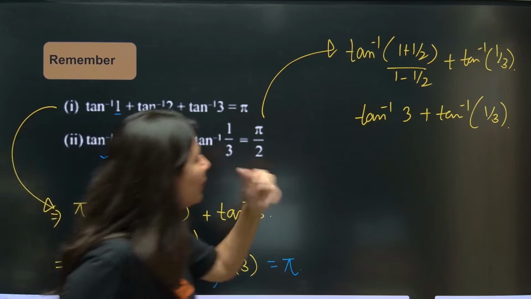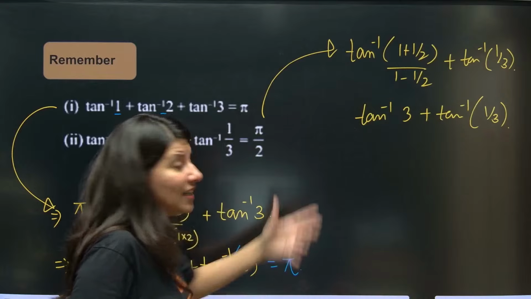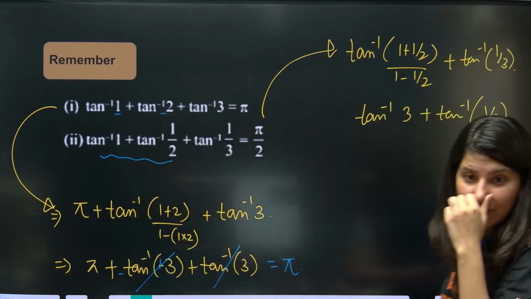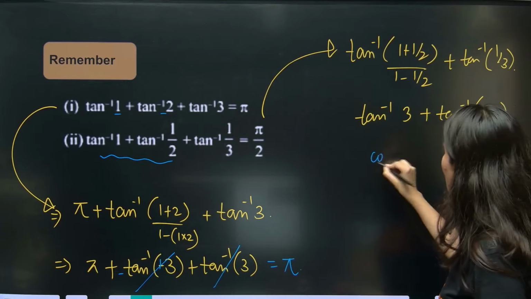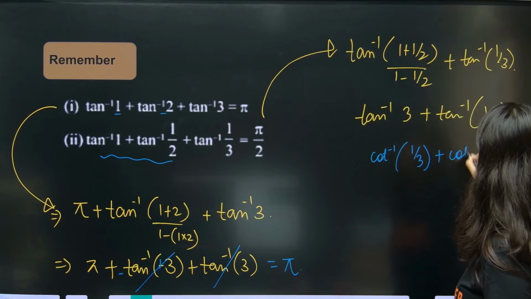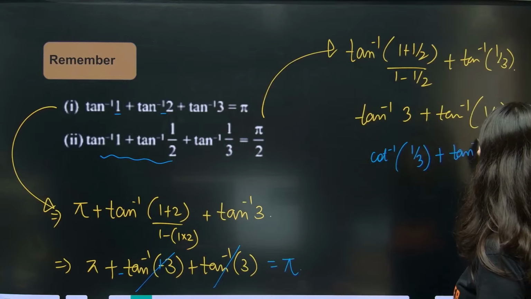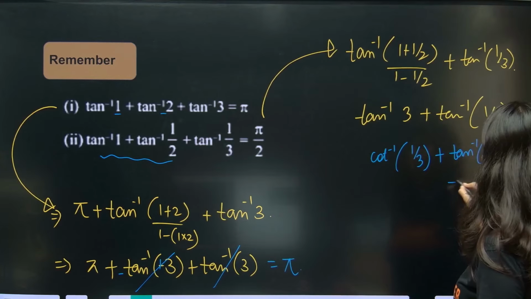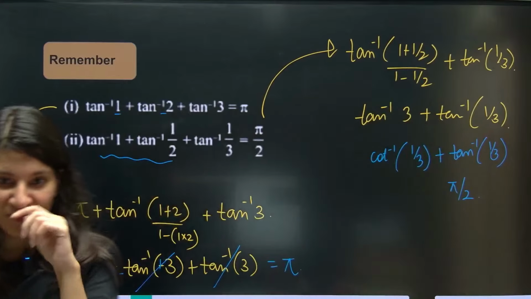Now if you can, tan inverse 3, oops. Yes, tan inverse 3 is what? Cot inverse 1 by 3 plus tan inverse 1 by 3. That is going to be pi by 2. Okay.